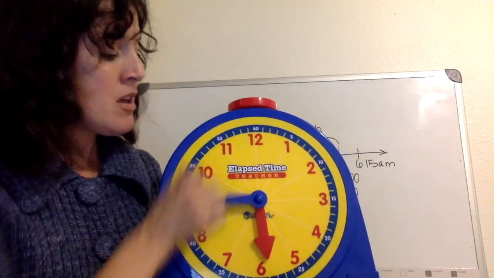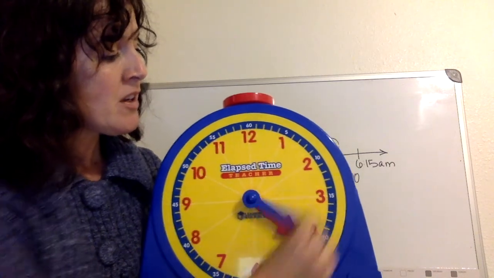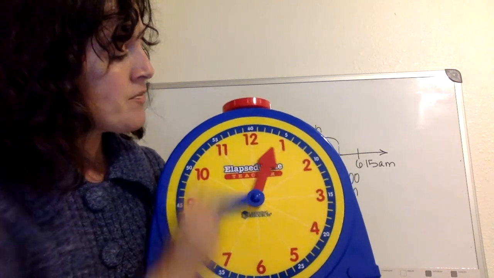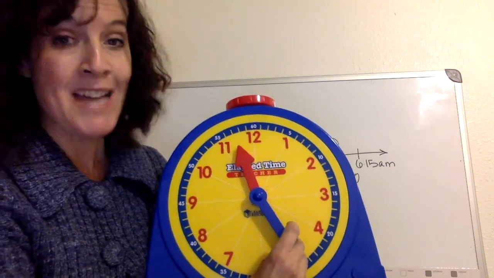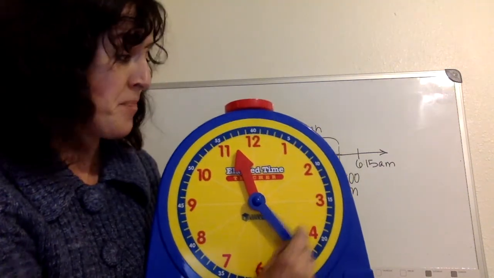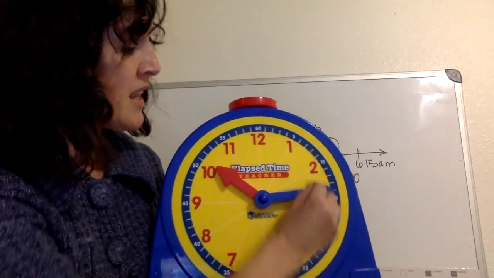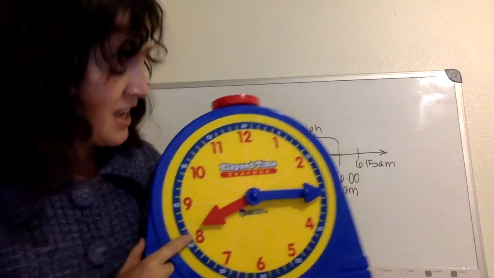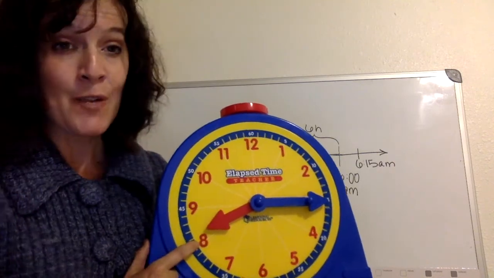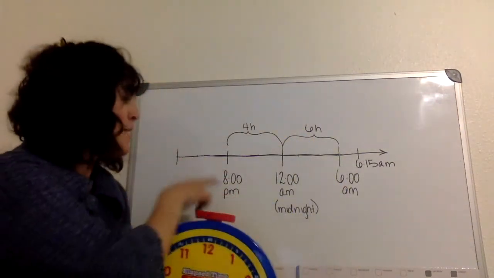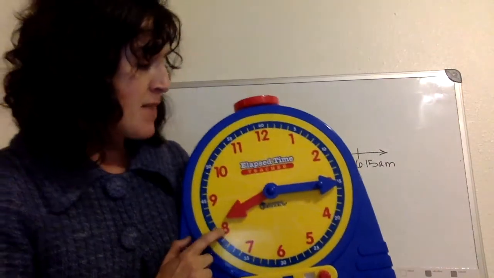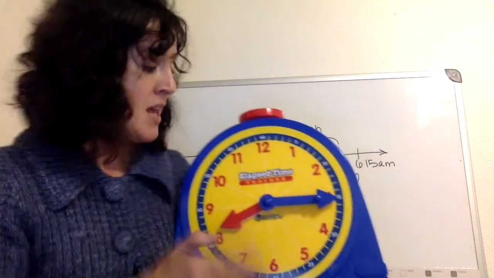So here we go. 1, 2, 3, 4, 5, 6. I just passed 12. That means I just switched from AM to PM. 7, 8, 9, and 10. As you can see, I'm at 8:15, and I'm at the PM mark because I passed 12, and I was at AM, so I've got to go to the other one. I'm at 8:15 p.m.